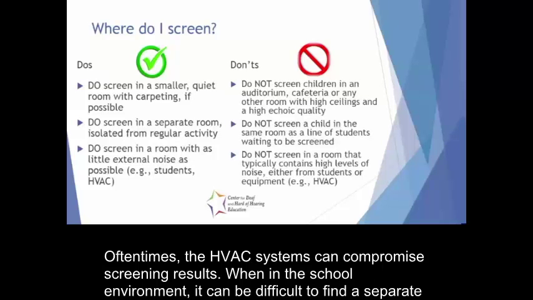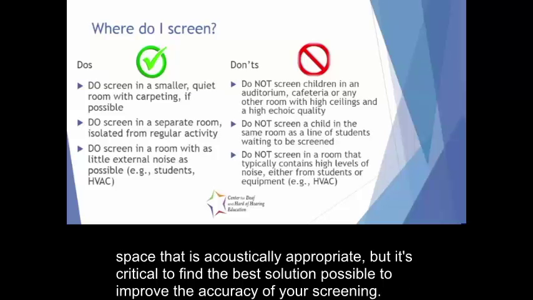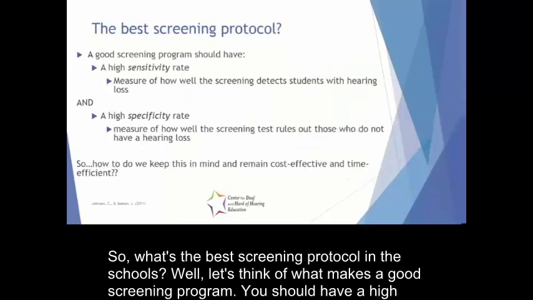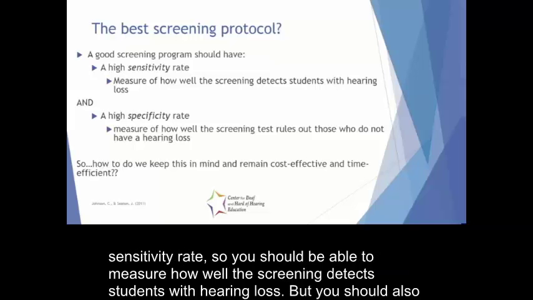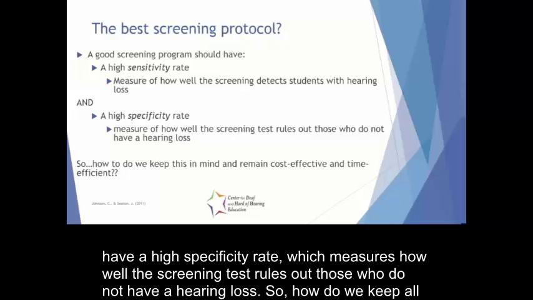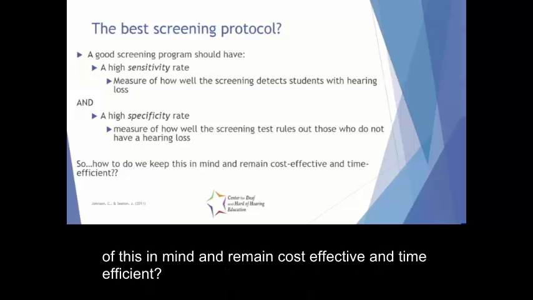In the school environment, it can be difficult to find a separate space that is acoustically appropriate, but it's critical to find the best solution possible to improve the accuracy of your screening. So what's the best screening protocol in the schools? Well, let's think of what makes a good screening program. You should have a high sensitivity rate, which measures how well the screening detects students with hearing loss. But you should also have a high specificity rate, which measures how well the screening test rules out those who do not have a hearing loss. So how do we keep all of this in mind and remain cost-effective and time-efficient?